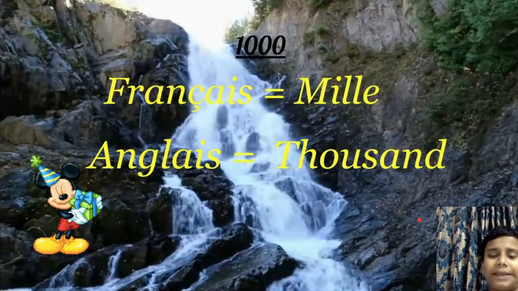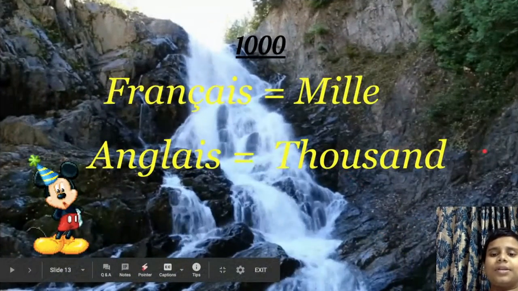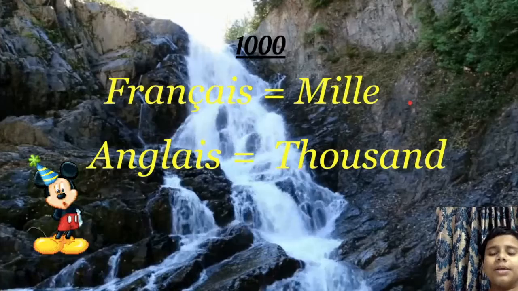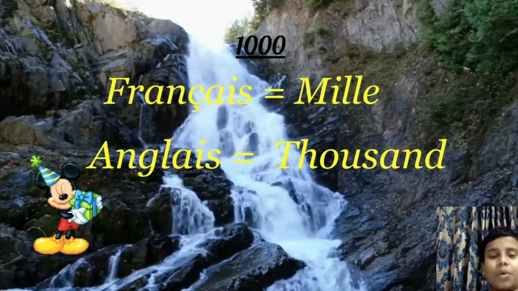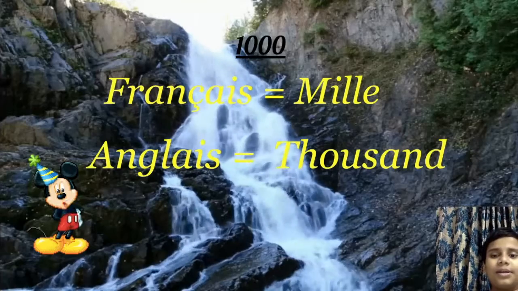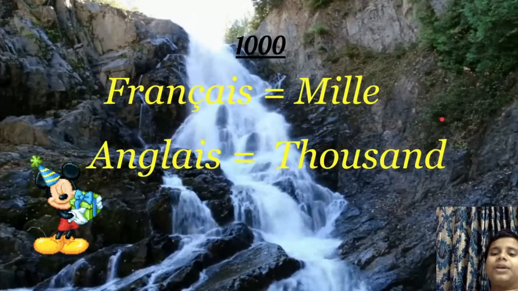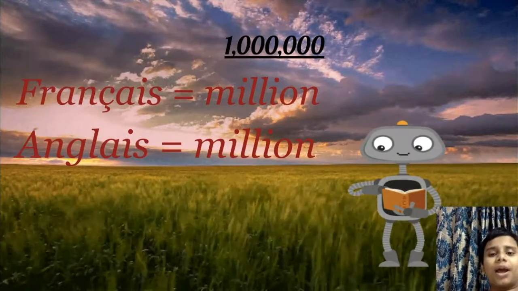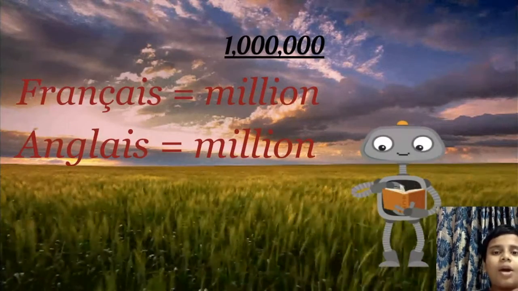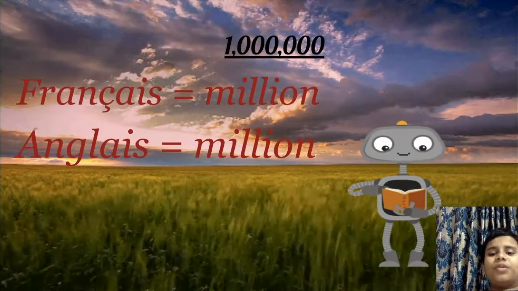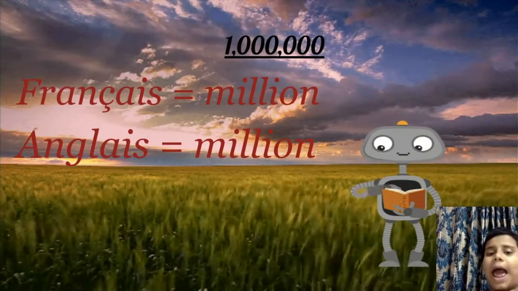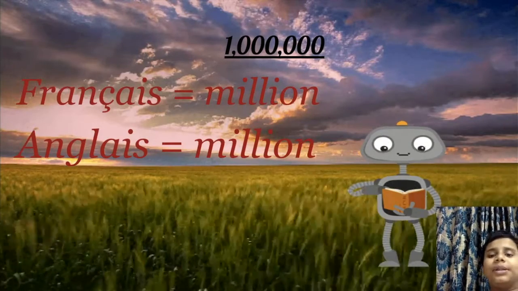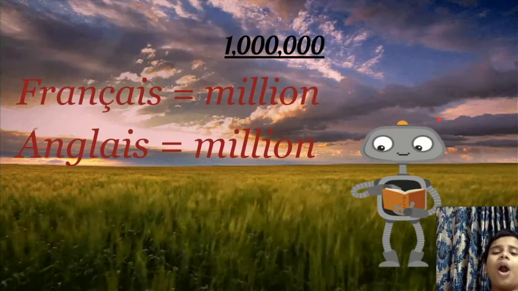That's 1000. We call it mille. Mille is also used in the same way like cent: mille, deux mille, like that. Then we have million. In French we call it million, and we use it the same way, like cent and mille: un million, trois millions, like that.